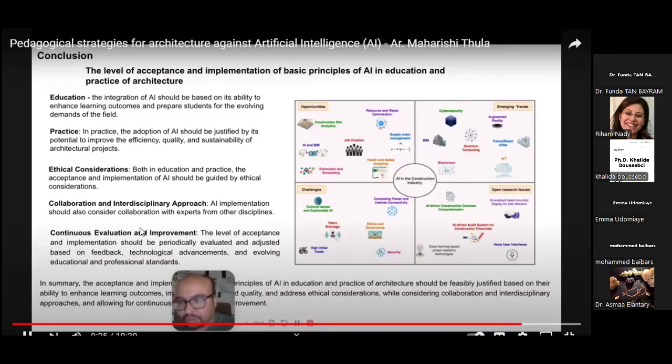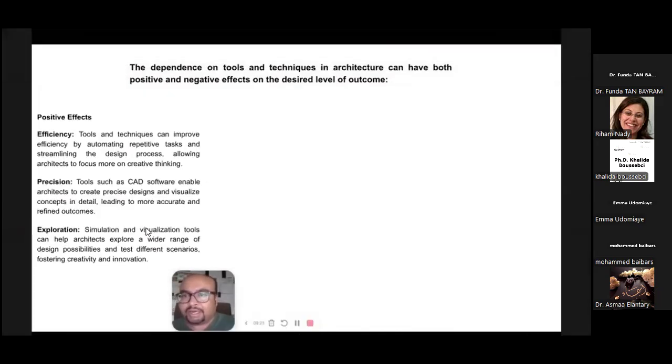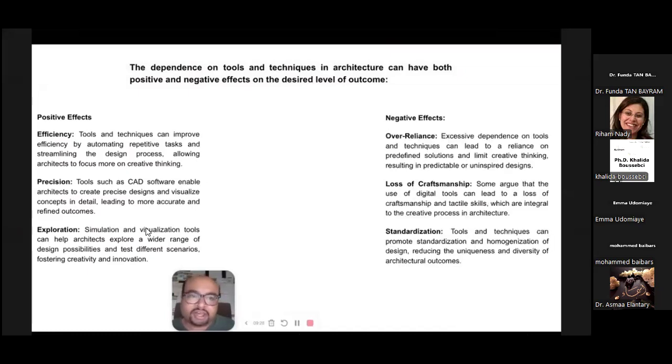And lastly, there are positive impacts: efficiency, precision, exploration. But on the other side, there are certain negative effects also, like over-reliance, loss of craftsmanship, limit of creative thinking, standardization, reducing the uniqueness. These are the typical negative effects of the integration of AI as far as possible. So on that base, the last thing: how to achieve the desired level of outcome.